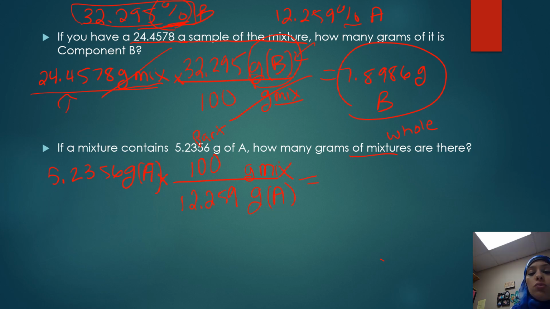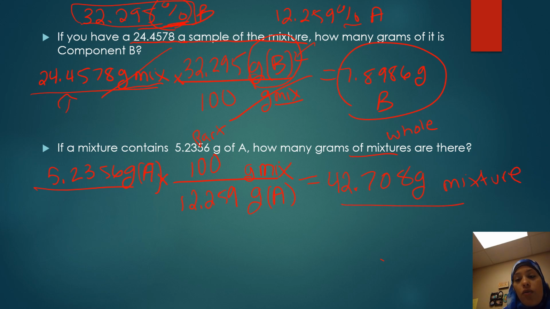Now guys, conceptual checkpoint here. We're solving for the whole, because we were given the part. So should our answer be larger than 5.2356 or smaller? I need you to think about that for a second, okay? And hopefully you said that your answer should be larger than 5.2356 because, again, you're solving for the whole. So you should get 42.708 grams of mixture there.